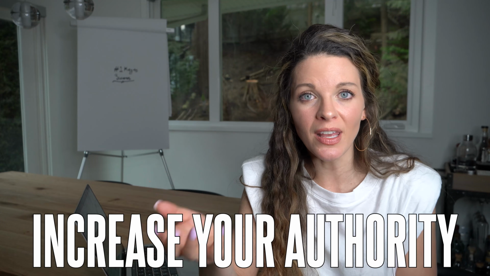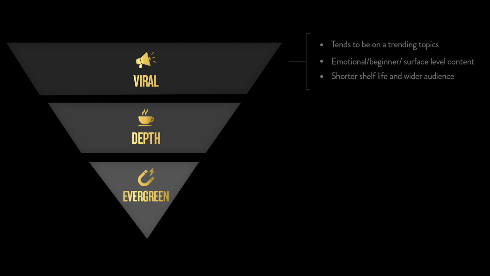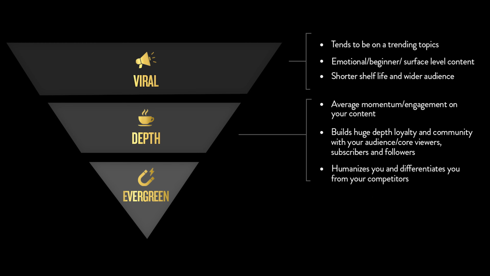And a quick reminder of the three core kinds of content that really do help you grow your business and your brand on social media and increase your authority and credibility. So number one is your viral content, which is at the top of the pyramid and ultimately brings in a wider audience, a more beginner audience, and colder leads. The middle of the pyramid is your depth content. So this creates loyalty with your existing audience, allows you to go deeper with them and create long-term followers and subscribers and clients.